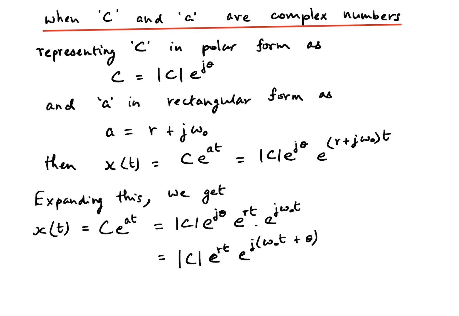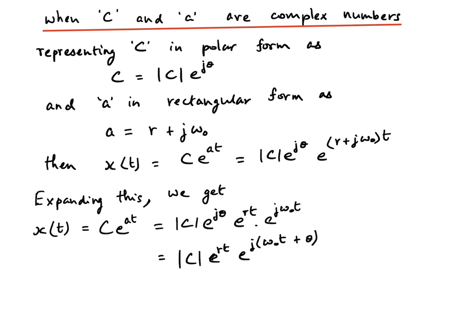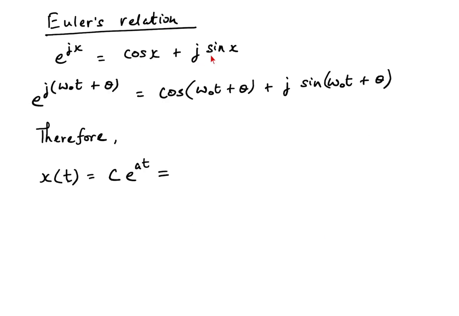Now we are going to expand this using what we call Euler's identity or Euler's relationship. E power j something is given by an expansion. We are going to substitute that expansion and see what x of t looks like. Euler's relation is given as e power jx is equal to cosine x plus j sine x. In place of x here, we have omega naught t plus theta. This is e power jx, right? So the x term is omega naught t plus theta, and that can be expanded as cosine x plus j times sine x.